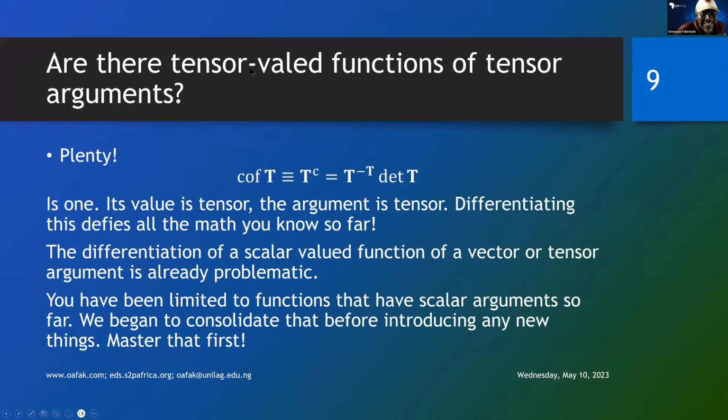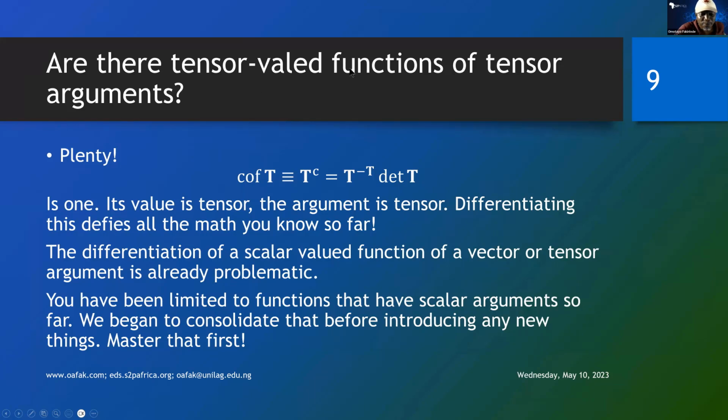Before we do that, are there tensor valued functions of tensor arguments? Yes, plenty. An example is the cofactor of a tensor. It is simply the tensor inverted multiplied by a determinant. So once you know the tensor, you can invert it, take the transpose of the inverse and multiply it by the determinant, and then you have a new thing. And this is a function of the original tensor, and it is tensor valued. It's possible to have a tensor valued function of a tensor argument. It is possible to have a tensor valued function of a vector argument.